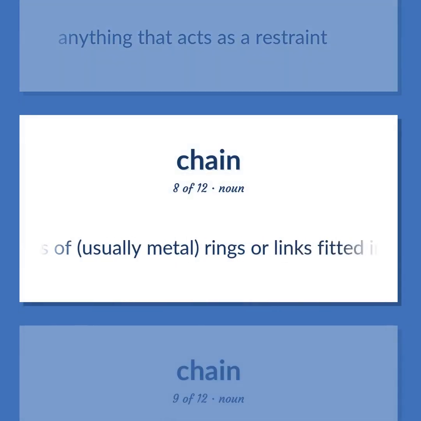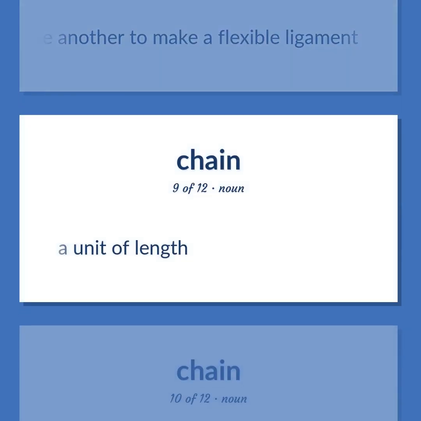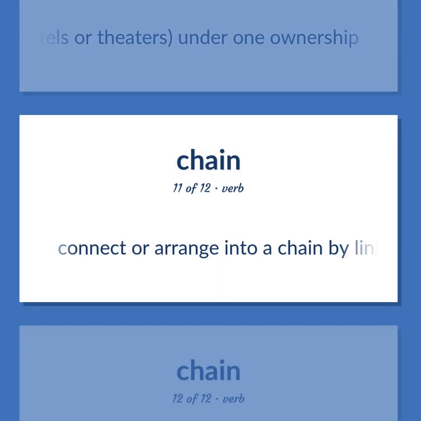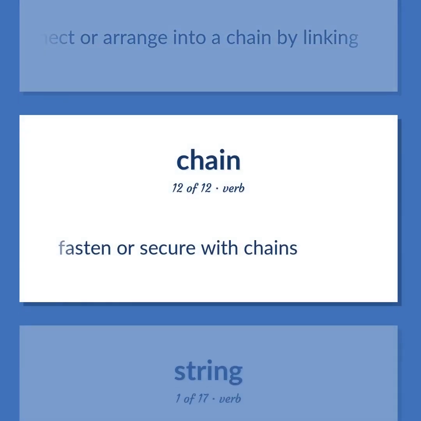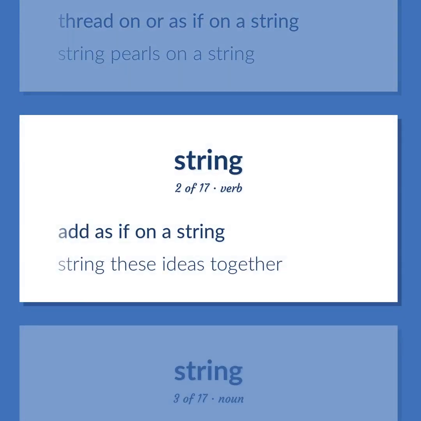A series of, usually metal, rings or links fitted into one another to make a flexible ligament. A unit of length. Business: a number of similar establishments, stores or restaurants or banks or hotels or theaters, under one ownership. Connect or arrange into a chain by linking. Fasten or secure with chains. Thread on or as if on a string. String pearls on a string. Add as if on a string. String these ideas together.